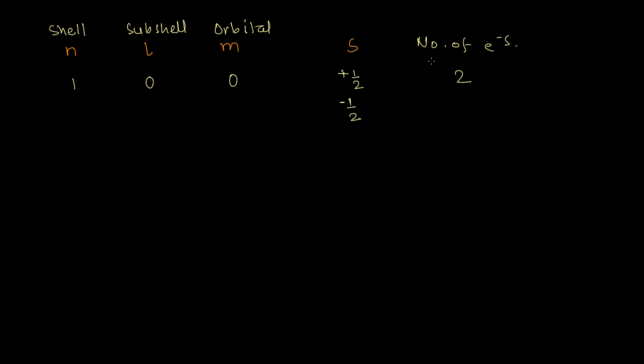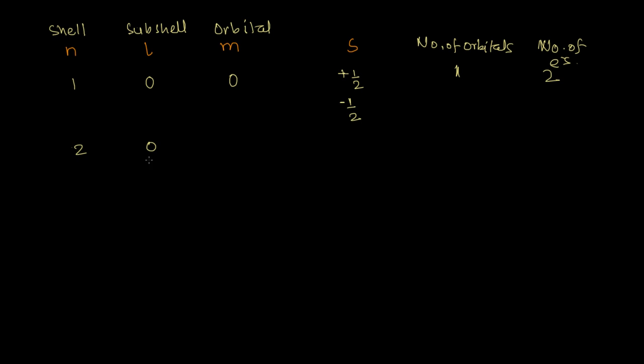Right? How many orbitals? Number of orbitals is this, number of electrons is this. So how many orbitals? Only one, right? One S has one orbital, and how many electrons? 2.